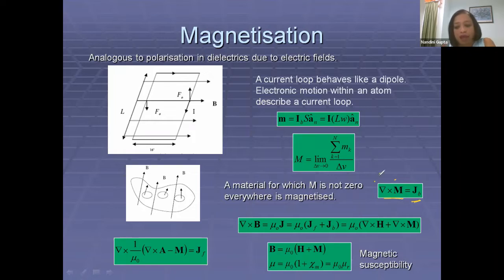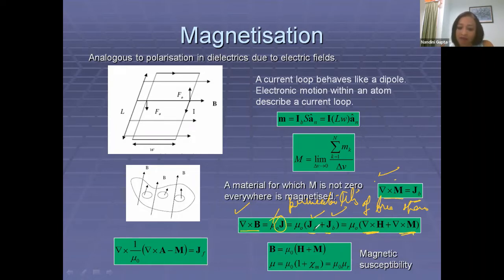So if you want to find curl of B at any point, you know that it is equal to mu naught times J, where mu naught is the permeability of free space. Now J includes two types of currents. One is the free current, which is the external current, which behaves like a source, and the bound current, which is due to motion of particles within the material because it has been placed in a magnetic field. Now, J_F is equal to curl of H and J_B is equal to curl of M.